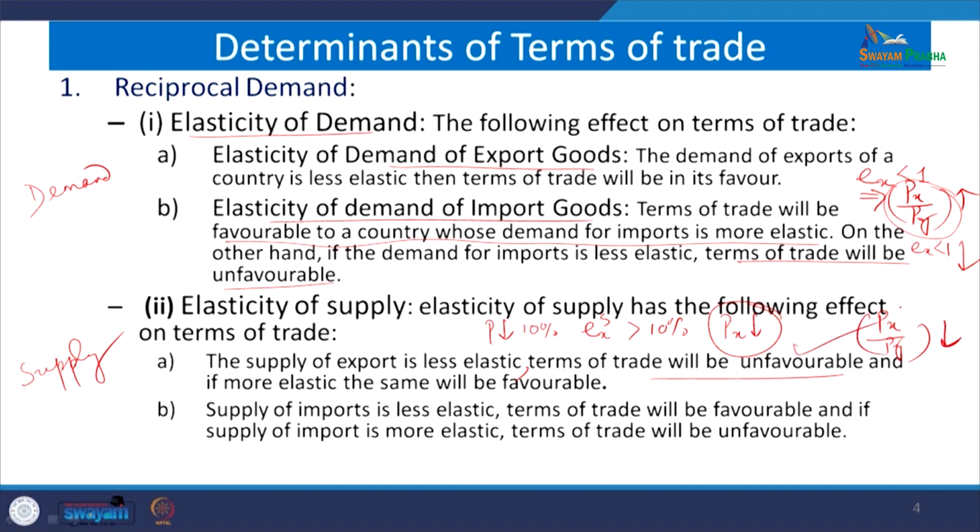If it is more elastic, the same will be favorable. I mean, just the opposite aspect can be understood. Now, similarly, the supply of imports is less elastic.